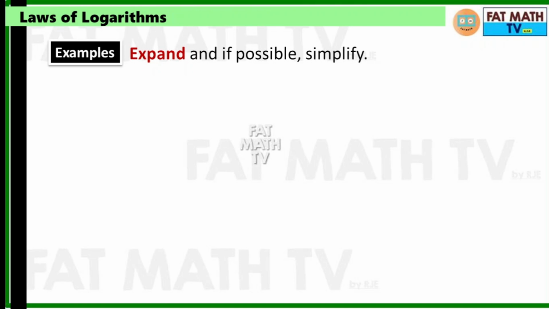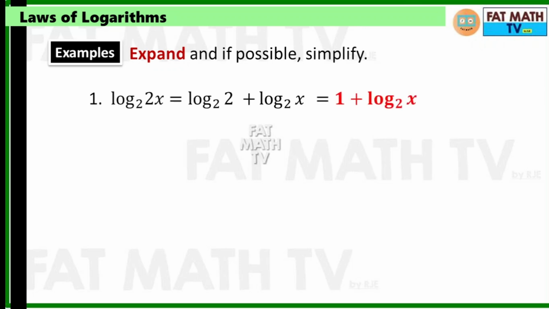Example: expand and, if possible, simplify. Logarithm of 2x to the base 2, that is the logarithm of the product of 2 and x. So if we expand that, we will have logarithm of 2 plus logarithm of x, both to base 2. And logarithm of 2 to the base 2 can be simplified to 1. The final answer will be 1 plus logarithm of x to the base 2.